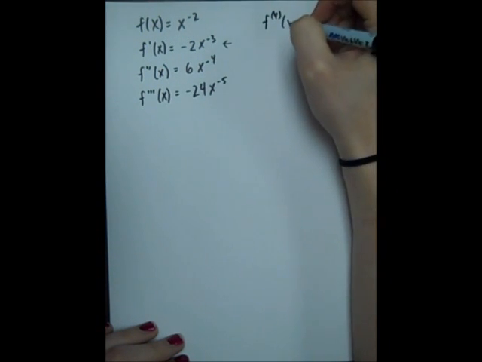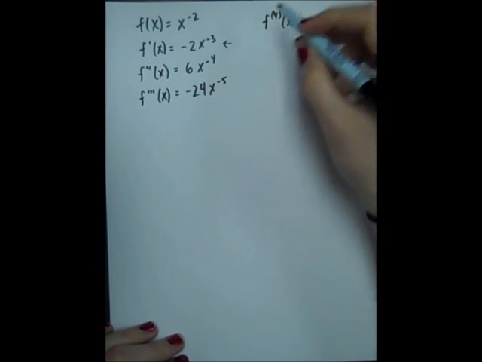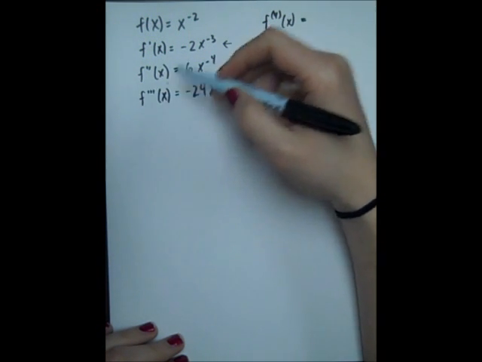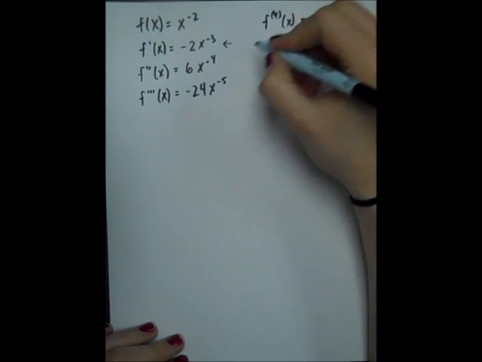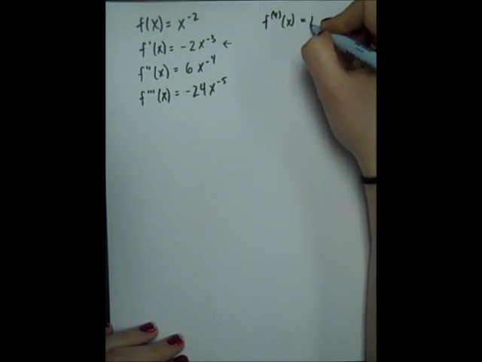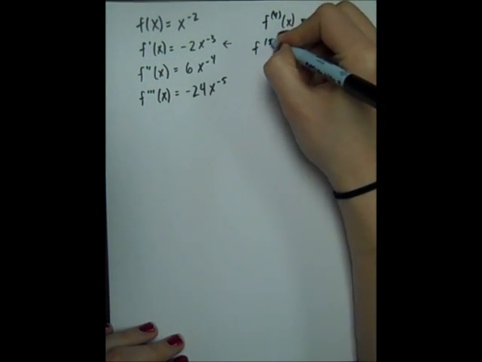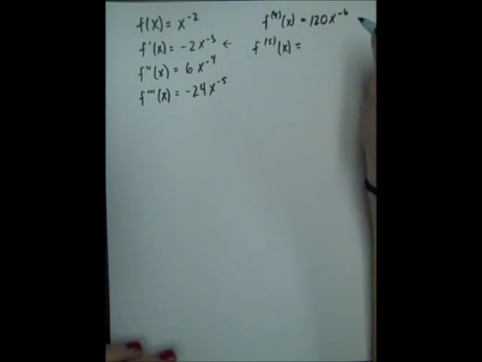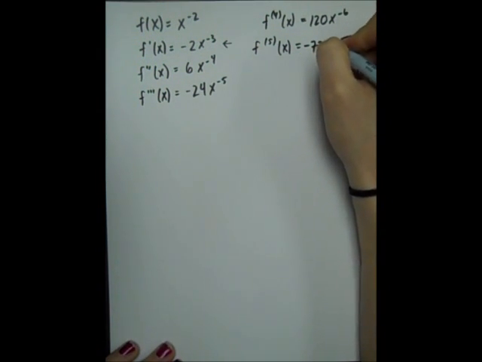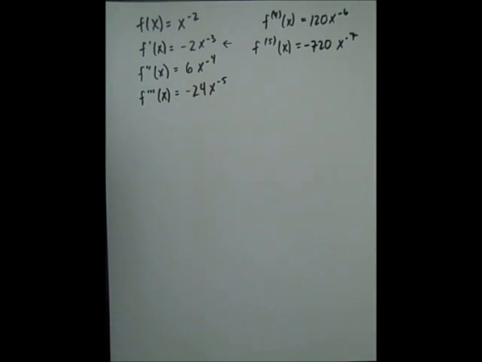Usually anything higher than 3, we start putting it in parentheses. So the fourth derivative would be f to the 4 in parentheses of x, because it gets confusing to have so many check marks. Multiply again, so let's see, 24 times 5 is 120, x to the minus 6. And then lastly, my fifth derivative, negative 6 times 120 is negative 720, x to the minus 7. So those are my first 5 derivatives.